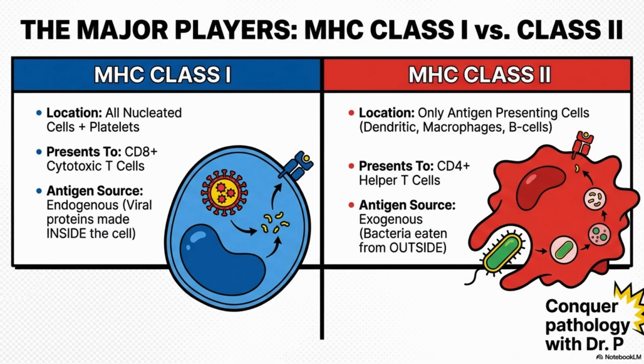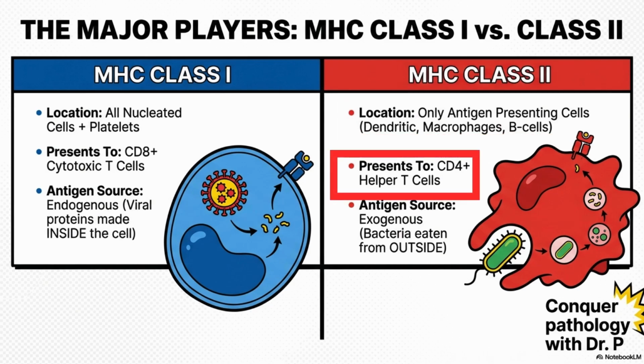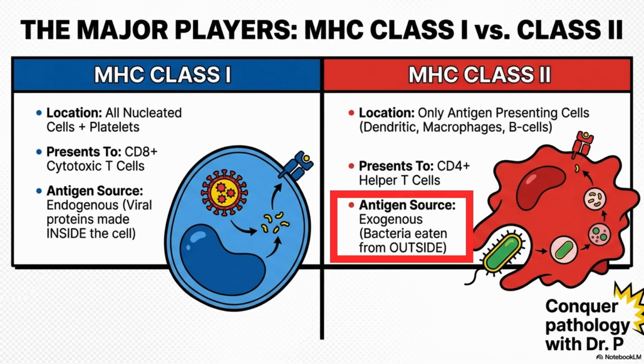Let's break down their patrol routes. MHC Class 1 is found on all nucleated cells plus platelets. It presents to CD8 plus cytotoxic T cells. The antigen source is endogenous. These are proteins made inside the cell like viral proteins. MHC Class 2. It has restricted access. It is located only on antigen-presenting cells like dendritic cells, macrophages, and B cells. It presents to CD4 plus helper T cells. The antigen source is exogenous, things eaten from outside like bacteria.